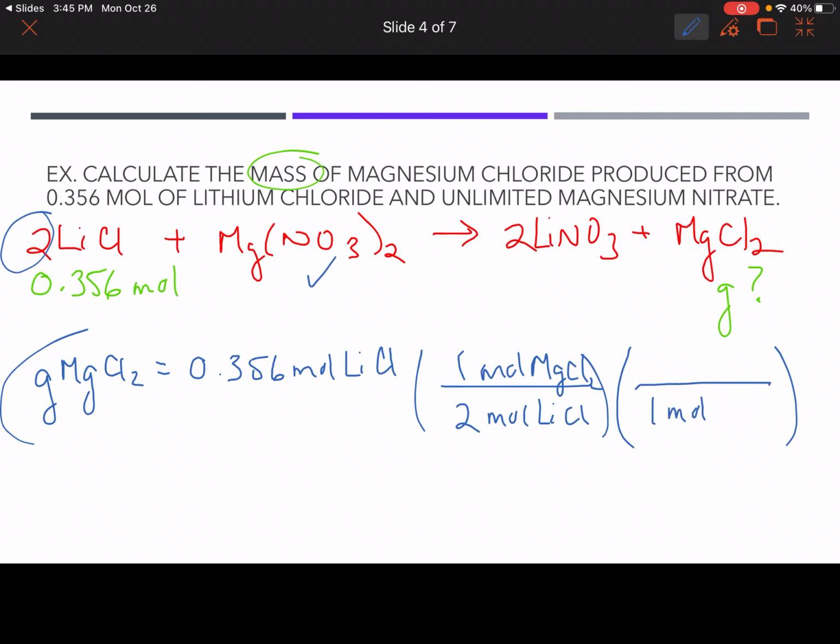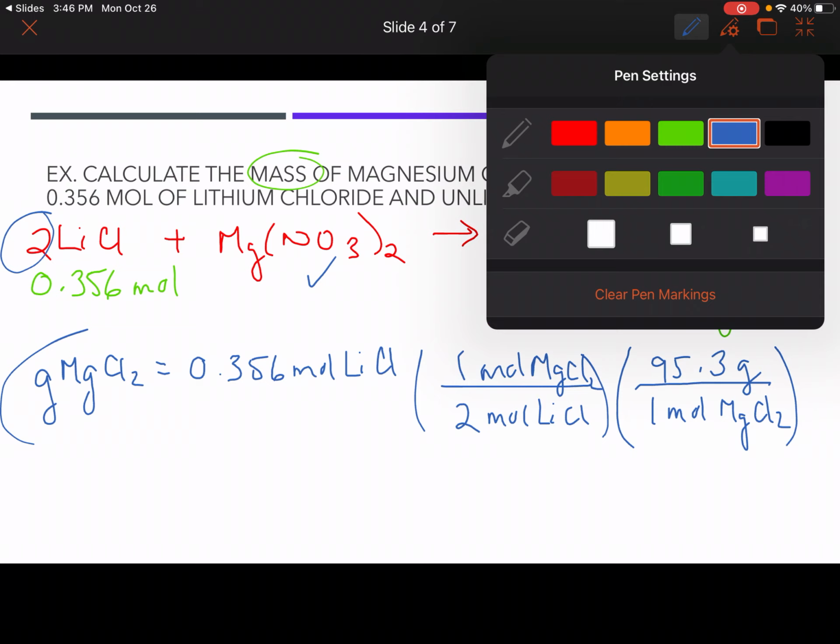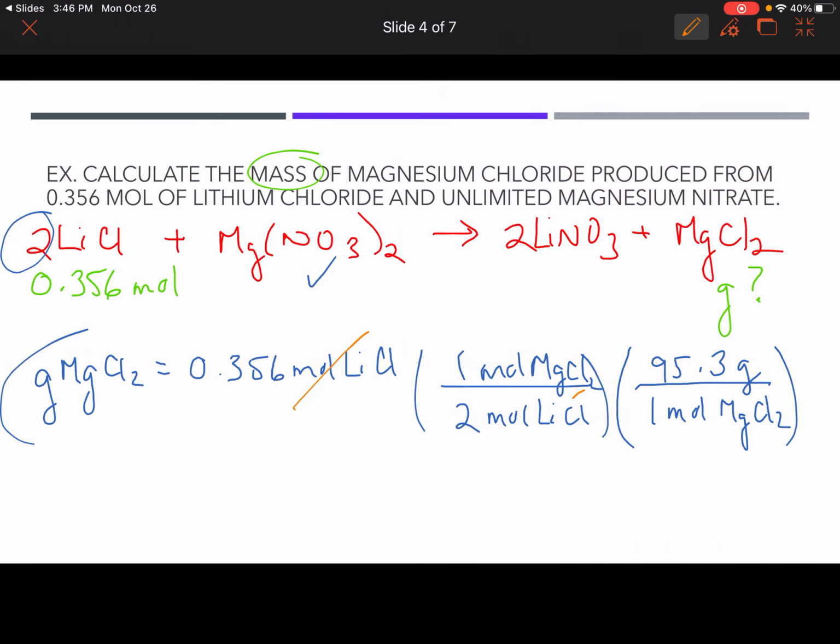And so we put 1 mole of magnesium chloride on the bottom, and in 1 mole of magnesium chloride, how many grams are there? And this is where we go to our periodic table, right? So 35.5 times 2 for the chlorine, plus the magnesium, which is 24.3, and this is going to end up being 95.3 grams, and that comes from the periodic table. So now let's just check our units: moles of lithium chloride, moles of lithium chloride, moles of magnesium chloride, moles of magnesium chloride. I end up in grams of magnesium chloride, and then let's do the math on this.